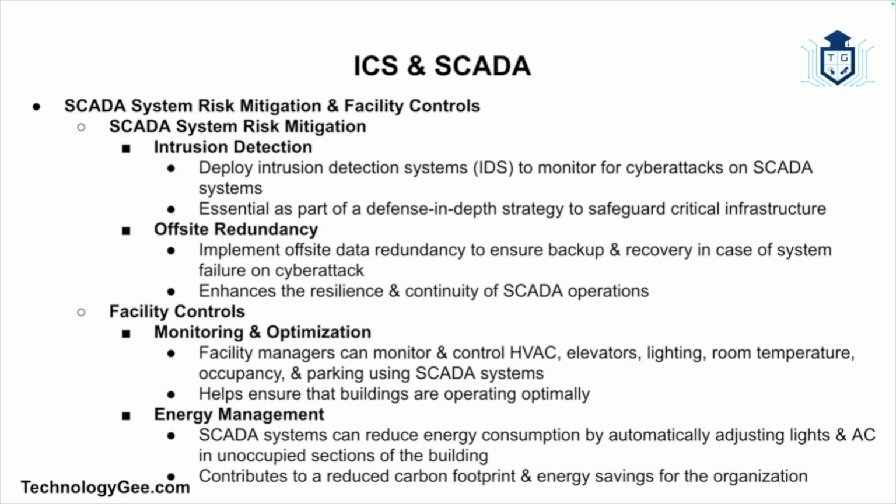So the first part will be facilities. Using facility controls like HVAC, elevator, lighting, room temperature, occupancy, parking, and device usage sensors, facility managers are able to monitor and control whether a building is operating optimally. The SCADA system can help an organization reduce its carbon footprint through energy management by automatically turning off lights and air conditioning to sections of the building that are unoccupied.